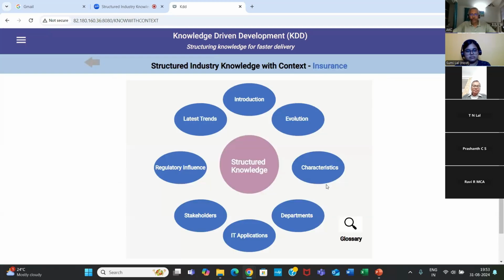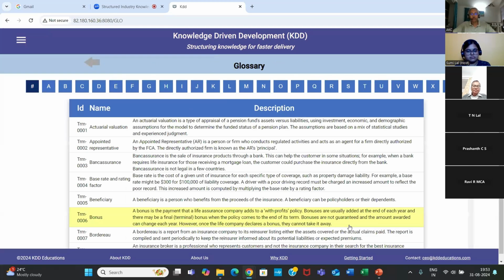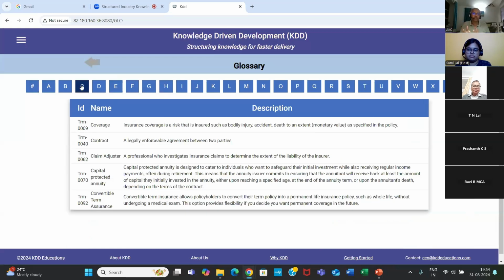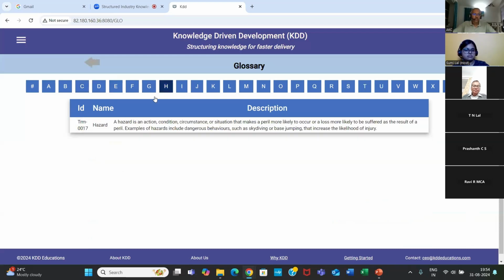Now, we also have the glossary, right? The glossary is quite exhaustive. Again, we have pulled out some aspect of it, not everything, but it includes all the terms which are in the industry. Hash means it will show all the terms. But if you pick any letter, for example, let me click C, it will pick up the terms starting with C, like coverage, contract, claim, capital, all of that, right? You can pick any other. Let's say H. H has hazard, for example, here, right? You click on that and it will give you the details.